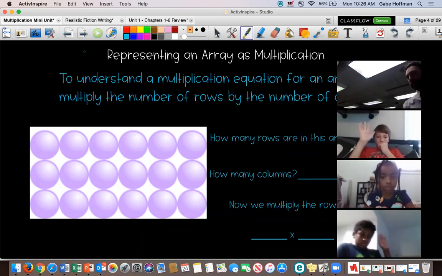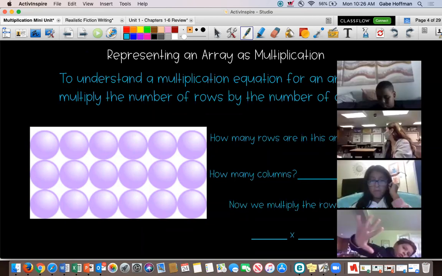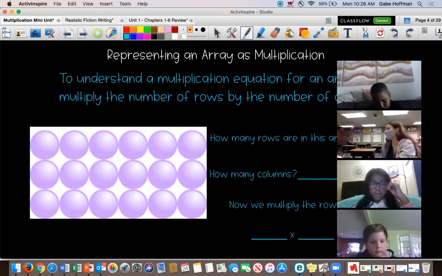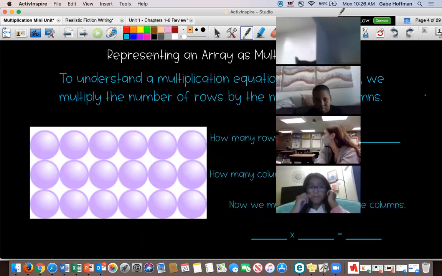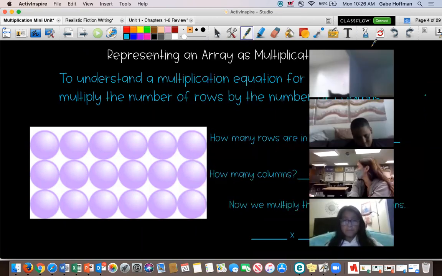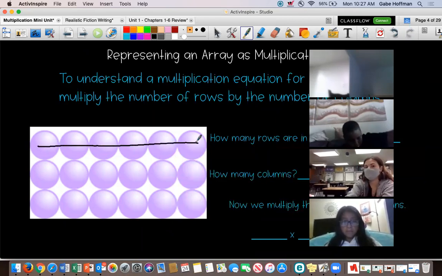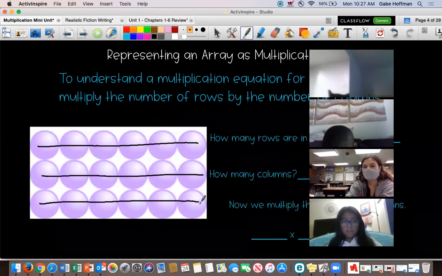Somebody besides Clay or CJ, because they've... Corbin, go ahead. How many rows? Three. Good. Three. So if you guys can't see that, I'm going to go ahead and show you. Here's one row straight across. One, two, and here's a third one. So we have three rows.